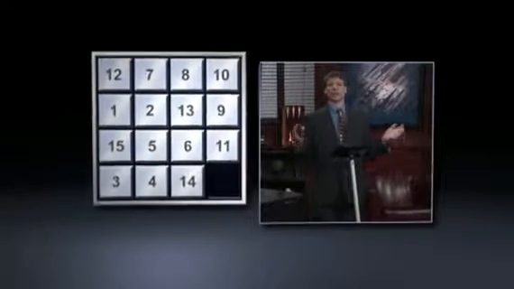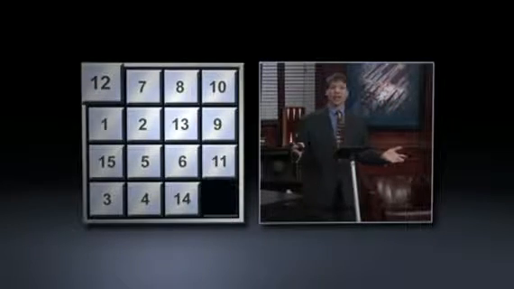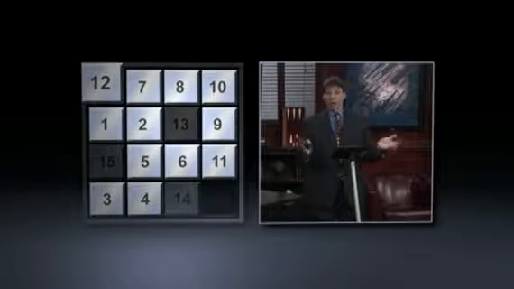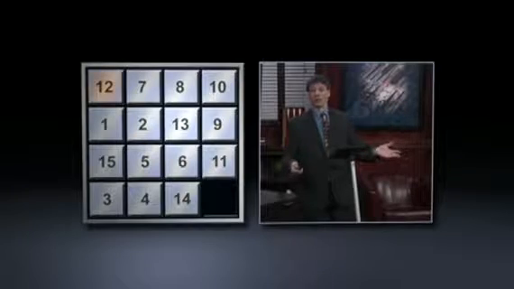Here's a random position from my app. Now, the number 12 has all 11 of its smaller numbers coming after it, right? So that makes 12 an oddball, right?